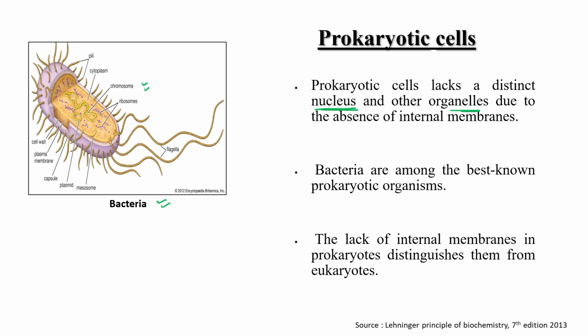Bacteria are the best known prokaryotic organisms, right? And the lack of internal membranes distinguishes prokaryotes from eukaryotes. This is the main difference between prokaryote and eukaryote, right? Eukaryotes have all kinds of membrane bound organelles like mitochondria, chloroplast, Golgi complex, right? But here there is no membrane bound organelle present, right?